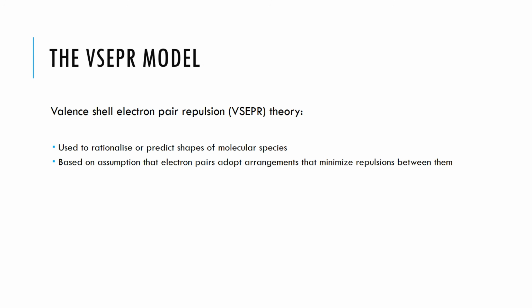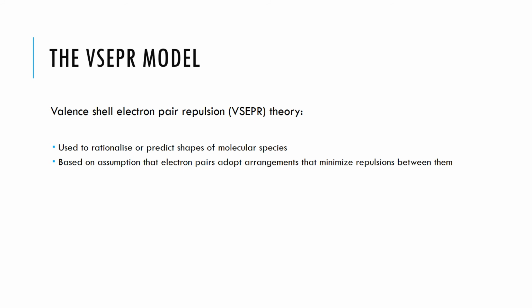So this is where valence shell electron pair repulsion theory comes in, VSEPR theory. It's always a good starting point to begin here in inorganic chemistry, because it gets people thinking about the shapes of molecules. It's used to rationalize or predict the shapes of molecular species, and it's based on one key assumption: that electron pairs adopt arrangements that minimize repulsions between them.